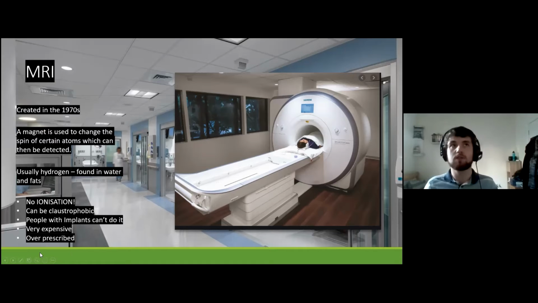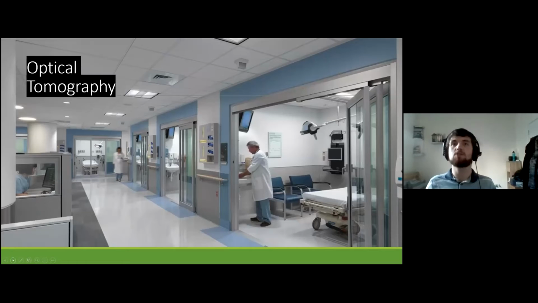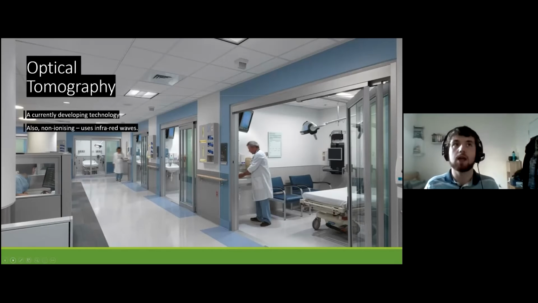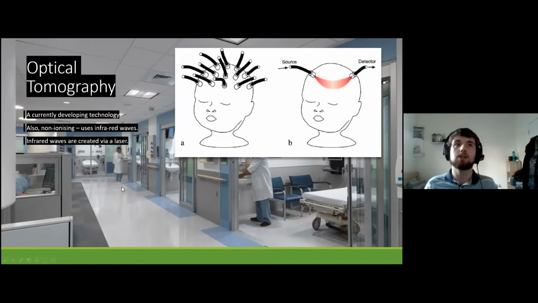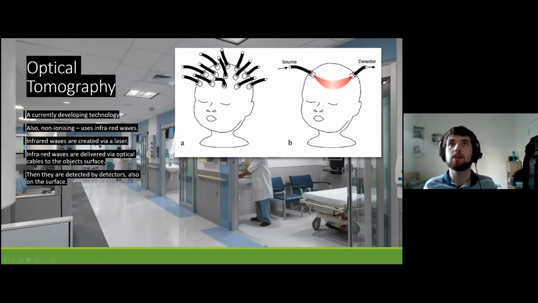And what's usually used is hydrogen, that's the atoms that they try to change, because hydrogen is so abundant in your body. It's found in water and fats and all of these great things that are obviously in abundance in your body, and then it uses those changed hydrogen atoms to create a picture. And the best thing about MRIs is that there's no ionization. So there's no dangerous waves, hair loss, burns, none of that. Although there are a few problems with MRIs, most likely, as you can see, this patient here is going into this small little tunnel.